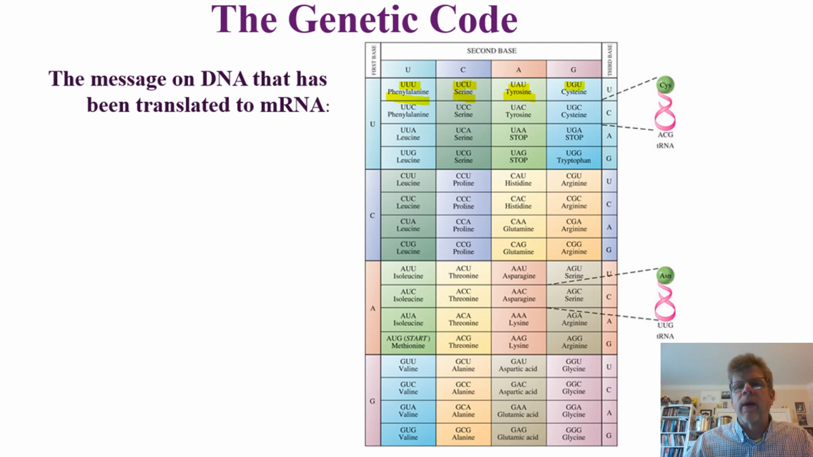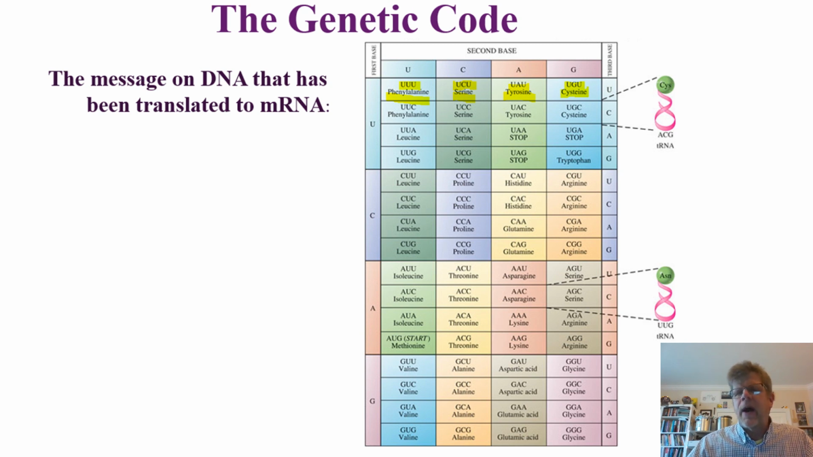UGU codes for cysteine, and so on and so forth. So what we get now is really the crux of it. This is the translation between the language of nucleotides and the language of amino acids, and that is all brought about by the physical process of the transfer RNA carrying the amino acid to the site of protein synthesis.